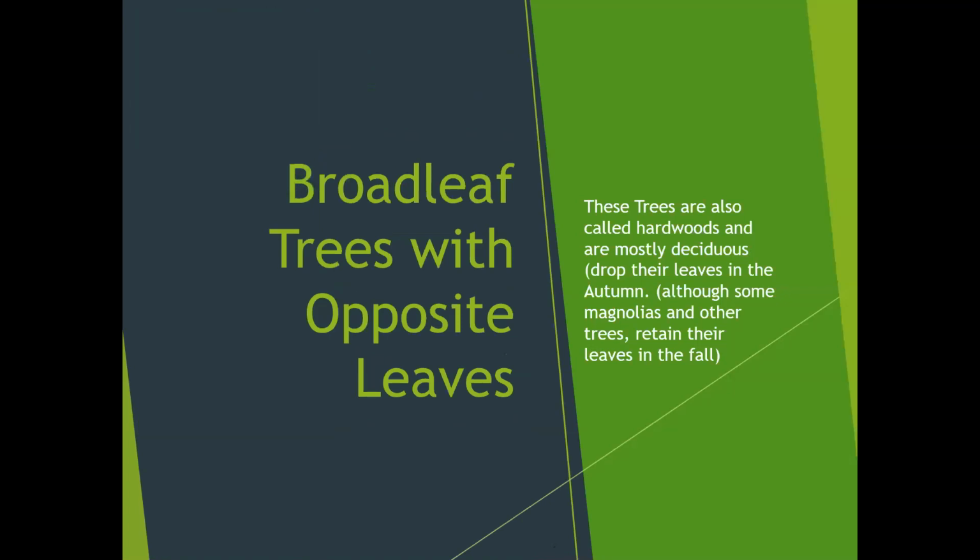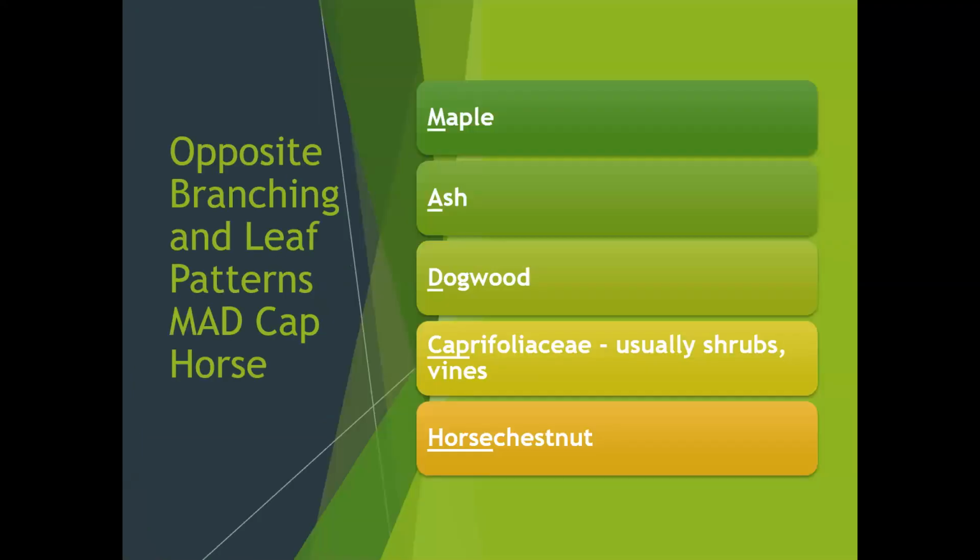And now we're moving on to broadleaf trees with opposite leaves, and Teresa will take over from here. Thanks, Eric. So again, the broadleaf trees, we've talked a lot about their characteristics, and we're going to start off the way the dichotomous key is set up in the Peterson's Field Guide.